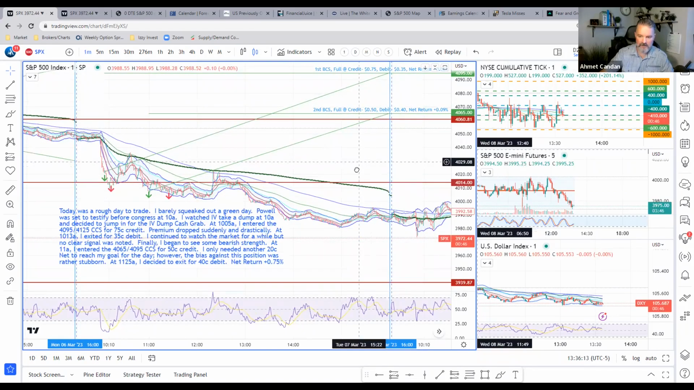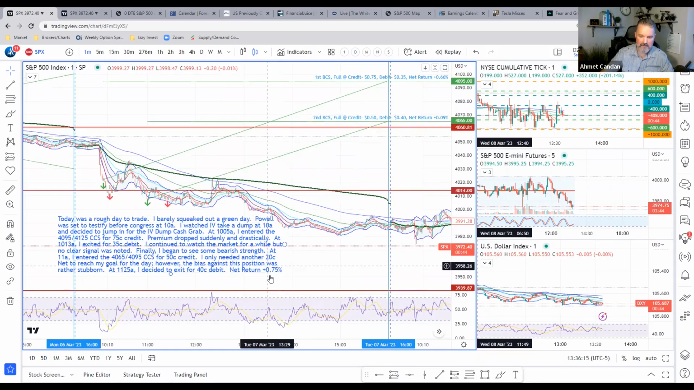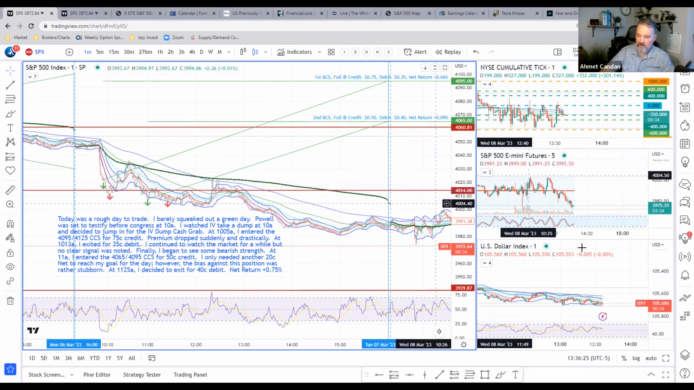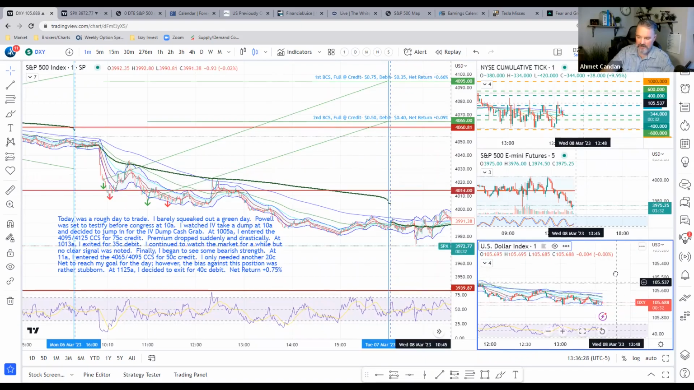Yesterday was kind of a tough day, and I didn't actually meet my goal for the day. I chose to cut it off a little bit early. I only closed the day at 0.75%. But what I look at throughout the day, I look at several things.